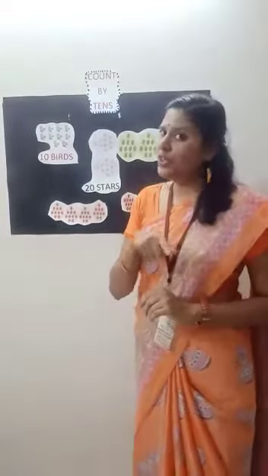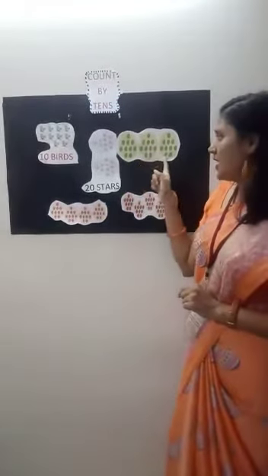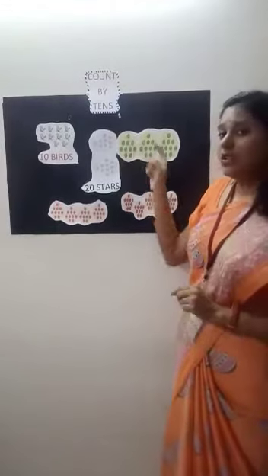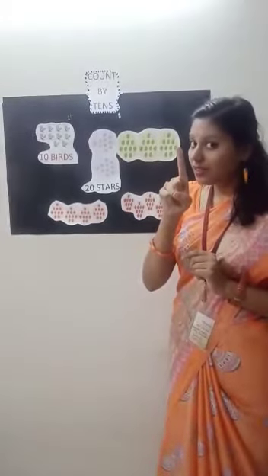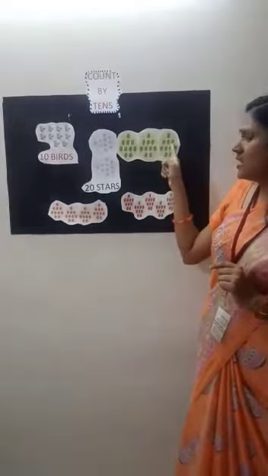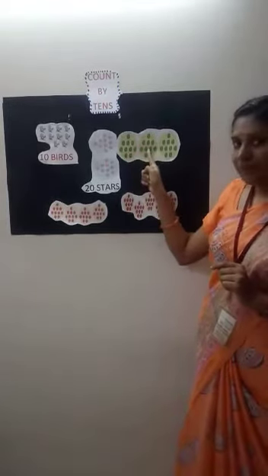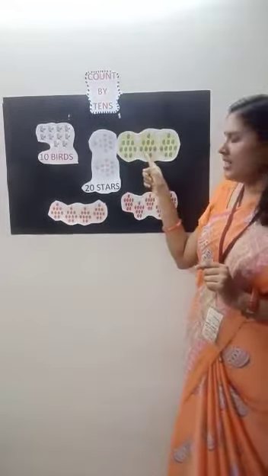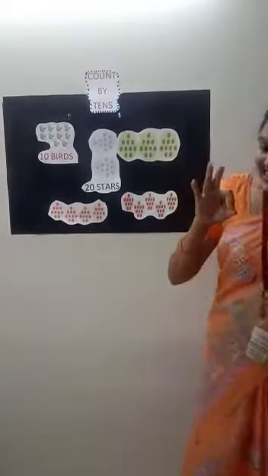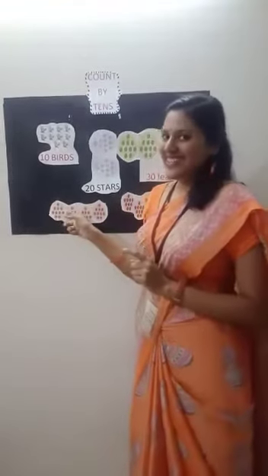Now I am going to check whether you learned or not. Tell me, how many leaves are there? See, in one ball, 10 leaves are there. So how many circles are there? How many leaves will be there? 10. Correct. Say it. 20. Then 30. Correct. So how many leaves? 30 leaves. Very good.